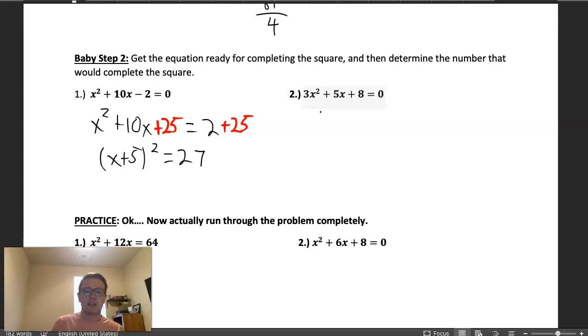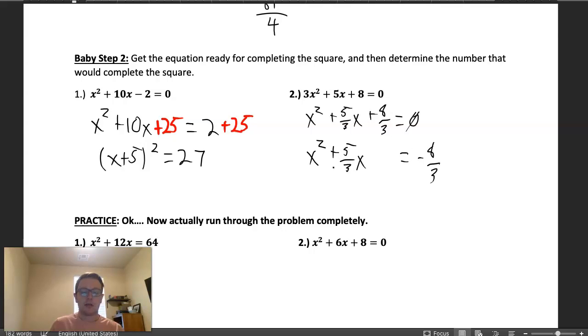I'll walk us through this next one. How do we get this ready? Well, we're going to divide everything by 3. So this will become x squared plus 5 over 3x plus 8 over 3 is equal to 0. Now we're going to subtract the 8 over 3 over. So this would become x squared plus 5 over 3x is equal to minus 8 over 3. Then all we do is we multiply b by 1/2 and square it. So what we would add to both sides would be 5 over 6 squared, or 25 over 36.